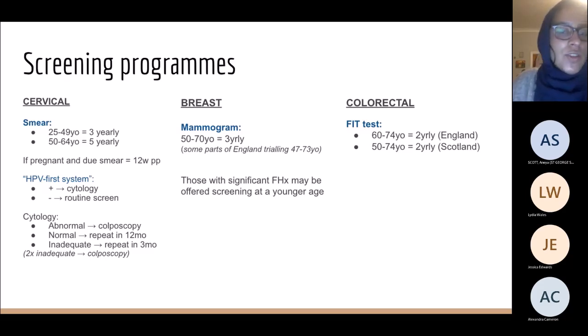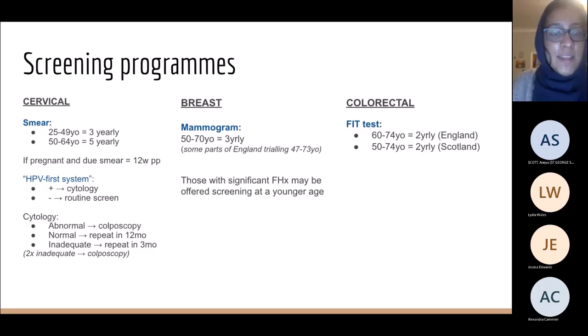But people who are at increased risk of breast cancer can be eligible for screening before 50 years old, so at a younger age, if they've got certain risk factors, like a strong family history of breast cancer. The last screening program I wanted to mention was your colorectal screening program.